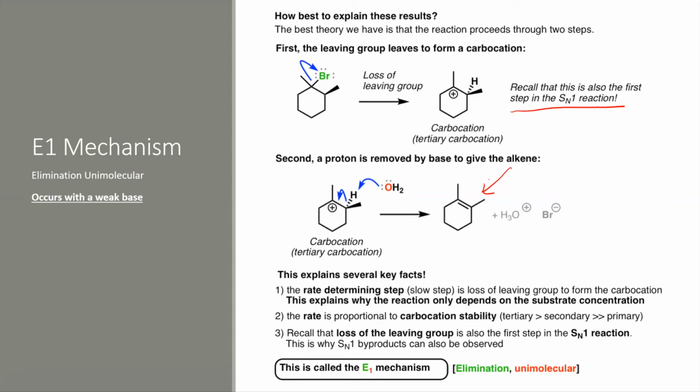The rate determining step, the slow step, is the loss of the leaving group, just like in our SN1, and that formation of the carbocation. So this explains why the reaction is substrate dependent, because the slow step only involves the substrate. The rate is proportional to carbocation stability, and the loss of the leaving group is also the first step in an SN1. So that's why SN1 byproducts are observed with an E1 elimination.